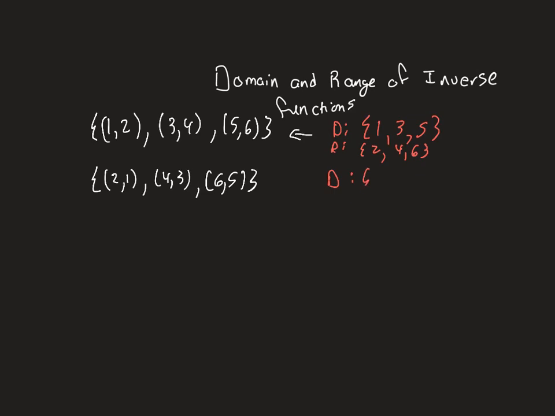Now in my second one, my domain would be 2, 4, 6. And the range is 1, 3, 5. Now, as you'll notice here, the domain that was in the first one is now my range, whereas the range is now my domain. So whenever you take the inverse, your domain and range switch places. So I'm going to show you how you'd apply this into another equation. Now an actual question here.